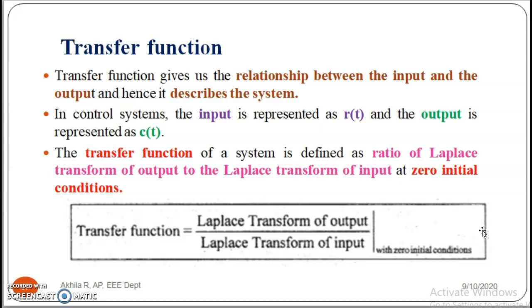So transfer function gives us the relationship between the input and the output, and hence it describes the system. In control systems, the input is always represented as R(t) and the output is represented as C(t). Now the transfer function of a system is defined as the ratio of Laplace transform of output to the Laplace transform of input at zero initial conditions. That point is very important, at zero initial conditions.